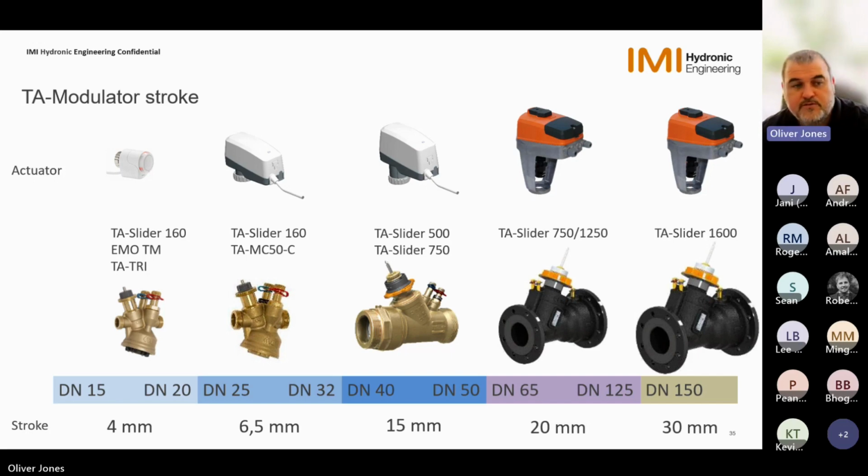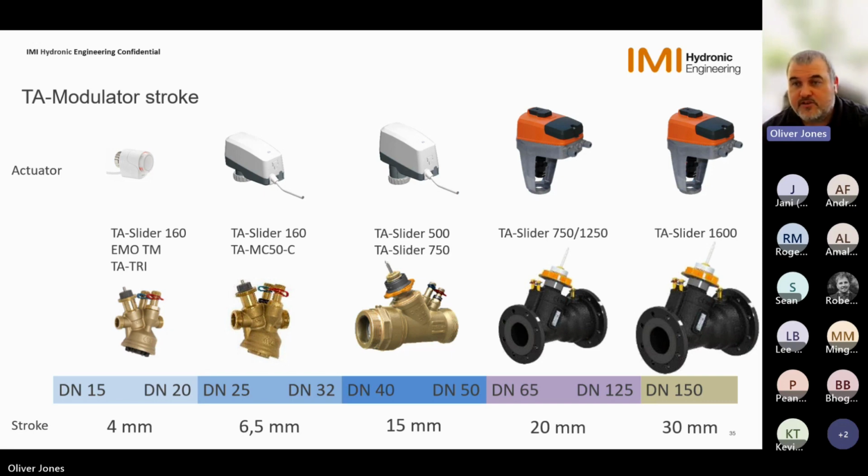So to cover the range for our DN15 and DN20, we have a 4mm stroke. To cover that 4mm stroke, we need a Slider 160, an IMI TM, or a TA-TRI. The IMI TM is our thermoelectric actuator, as discussed before. These are the wax ones, which require warming up for 20 minutes or so before they actually start working from an initial point of view. And then the TA-TRI, which is an electromotive actuator, but it's our on-off and 3-point actuator. It's another alternative to 0 to 10.